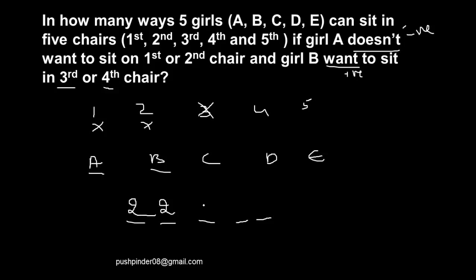And now once again there are three chairs left and three girls left, which can be solved in 3 factorial ways. So this is our answer, right? I hope everyone is understanding what I'm trying to do here.